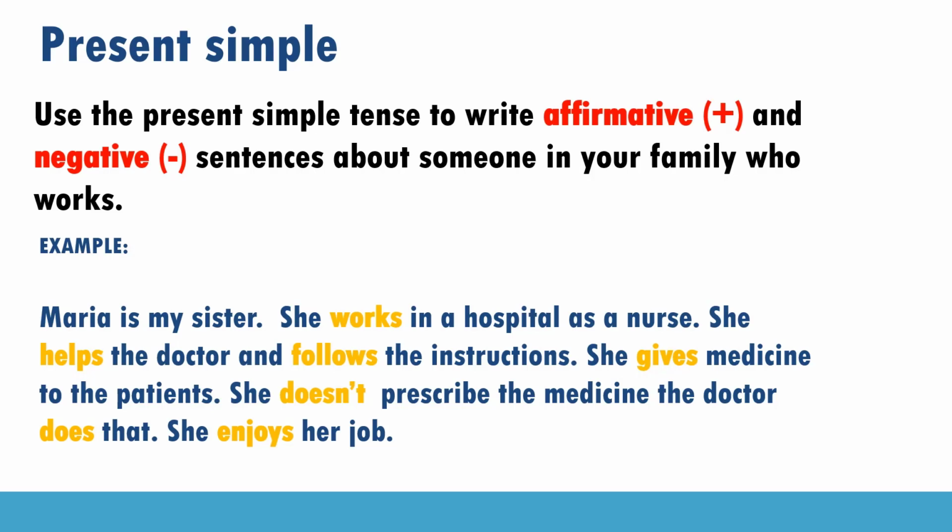She enjoys her job. So if we look here, there's lots of verbs that we're using, and we've got some auxiliary verbs as well. So just write some sentences about somebody in your family who works and what they do, where they work, do they enjoy their job, a little bit of information about them.